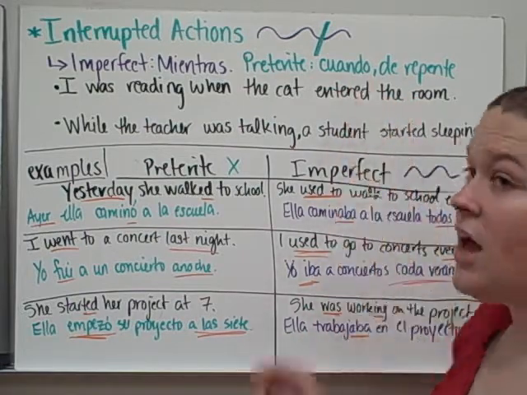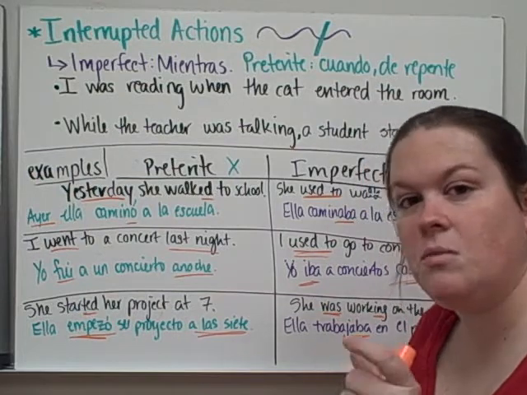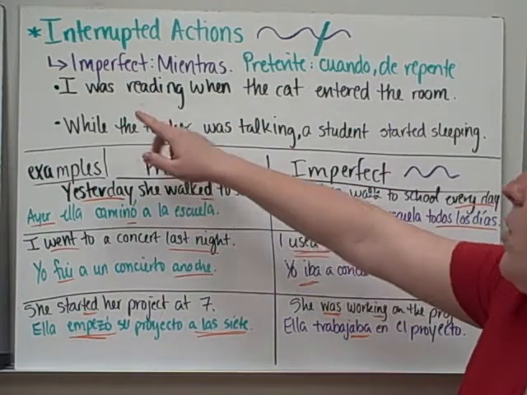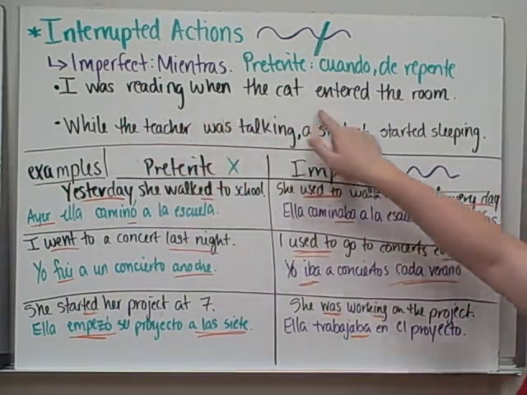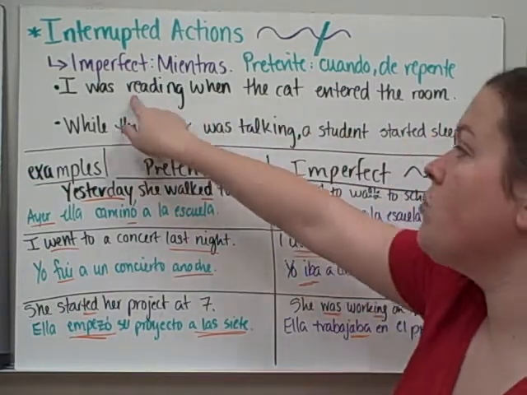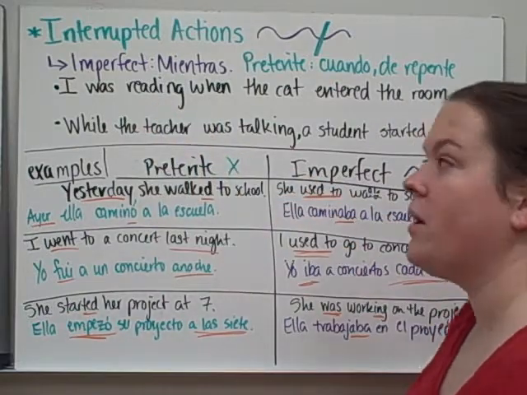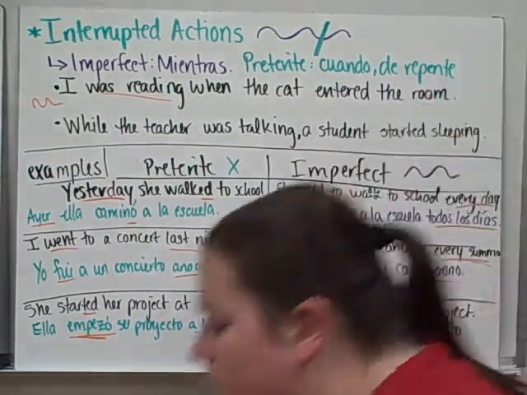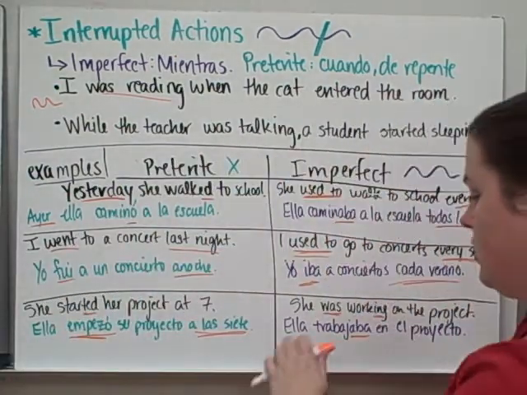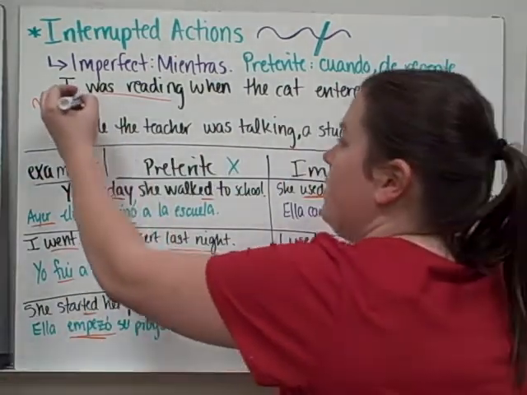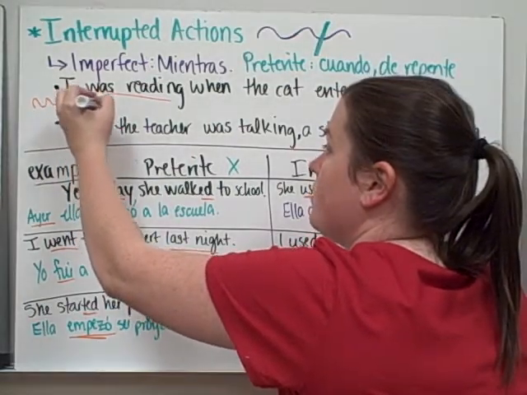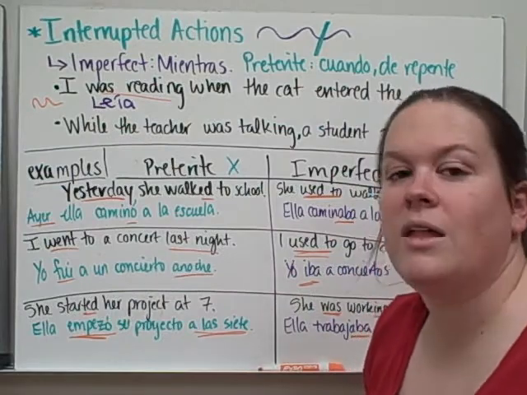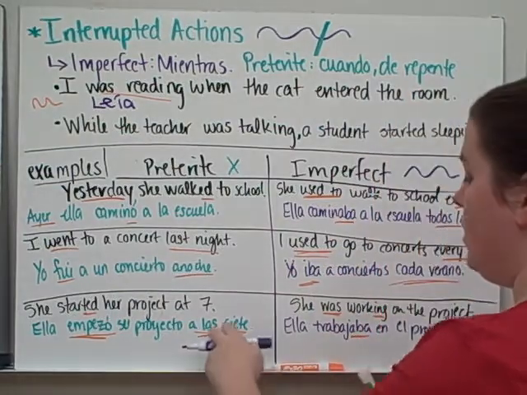Now, cuando is not a fail-safe word, but if it's in the middle of the sentence, sometimes you can use it to determine that's preterite. For example, I was reading when the cat entered the room. Was reading implies that something was going on. This part right here is the was happening, okay? So, I was reading, leía. Or you could say estaba leyendo, but again, that verb tense you don't need to know.